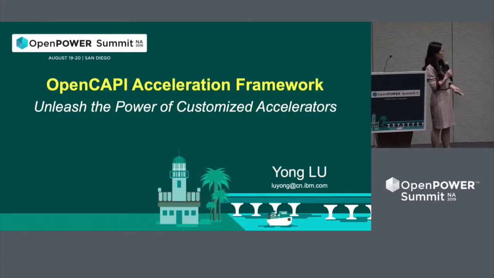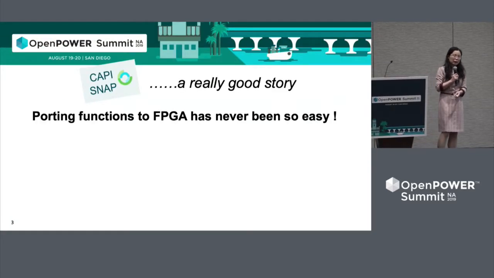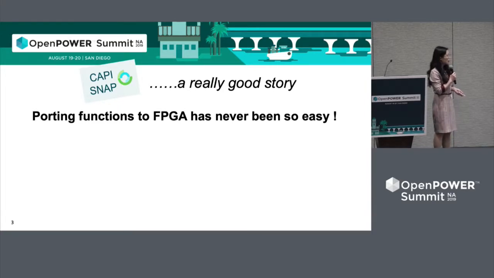Okay, actually I believe a lot of people here have already heard of CAPI Snap, which was the acceleration framework for CAPI 1.0 and 2.0. It provides a quite convenient environment to port algorithms and computation to FPGA. And today I'm going to take the OpenCAPI acceleration framework here and introduce the details about it.